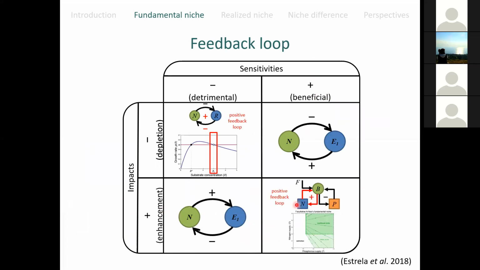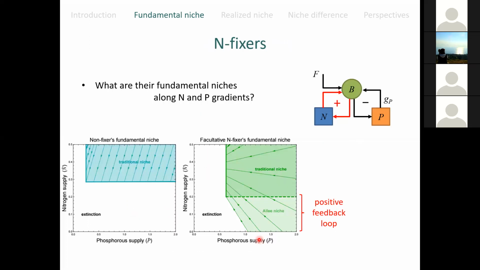So it's an example here of the opposite scenario. And these together, again, lead to a region of Allee niche that can be very easily reconstructed, naturally, by using the graphical approach.